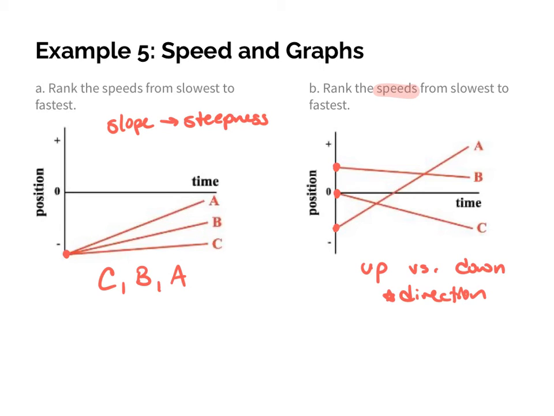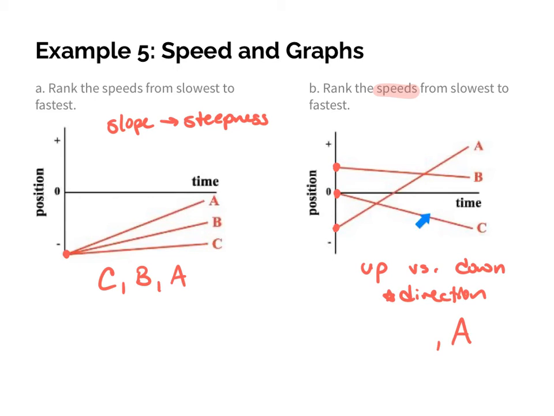So in order to look at speed, again, all we're going to do is look at slope. For example, we have A, B, and C. When I look at the slopes, I want to find the steepest line. Even though A is going upwards and these are going downwards, I can see that A is the steepest. So right away, I know that A is going the fastest.